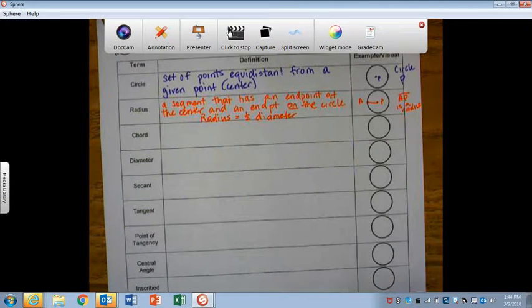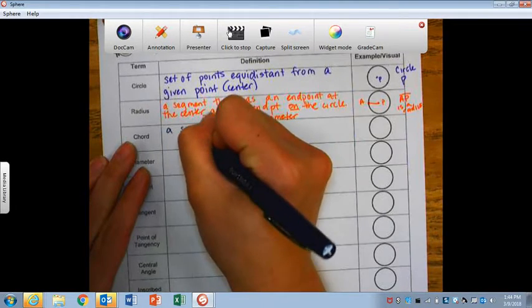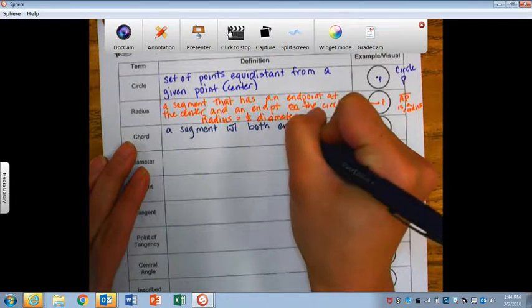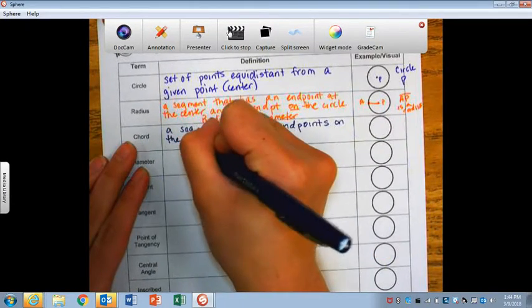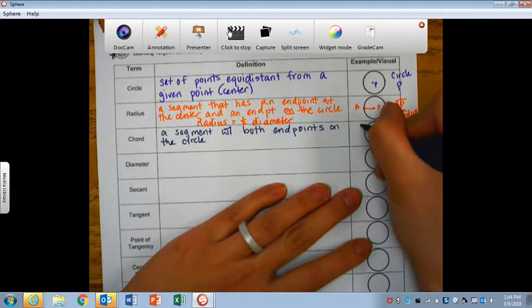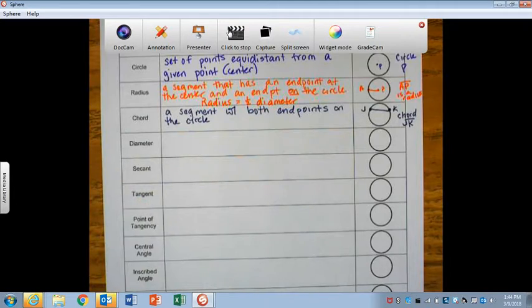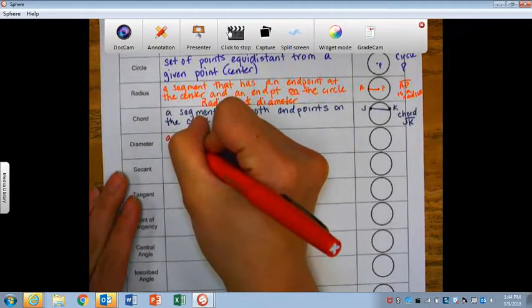Next thing, chord. A chord is a segment with both endpoints on the circle. So for me, an endpoint there, and then you put them together, they're both on the circle. Here's chord JK. Chord JK.